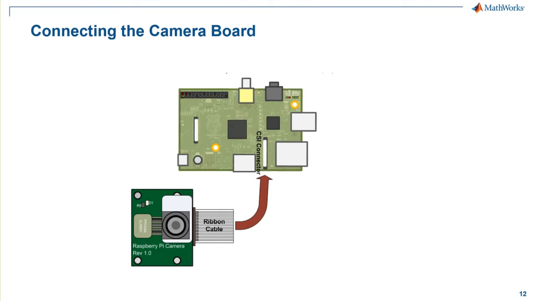With the power to the board disconnected, the first step is to connect your camera board. It connects to the CSI connector on the Raspberry Pi. Make sure the blue part of the ribbon is facing the Ethernet connector. Once you have made your connections, turn the board back on. We will now jump into MATLAB to start working with the device.